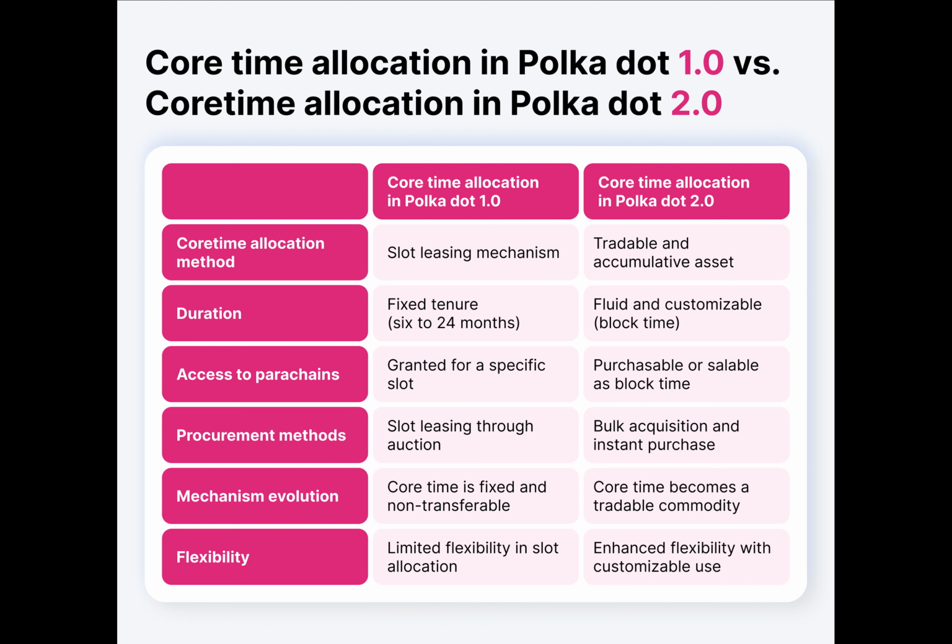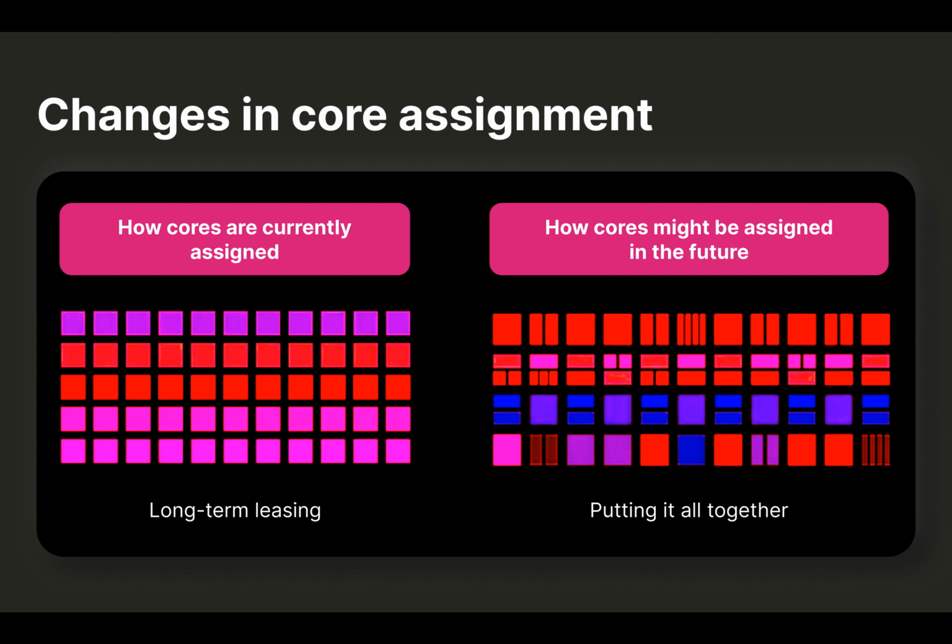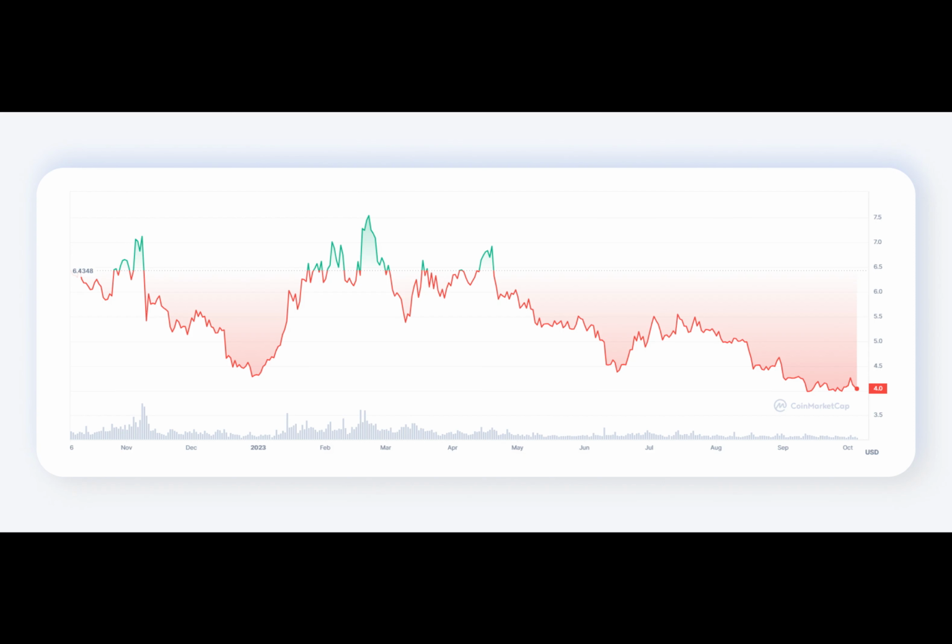Polkadot 2.0 was first announced by Wood in June 2023 during the Polkadot Decoded event held in Copenhagen. He unveiled a new vision for the network, highlighting its ability to allocate block space more flexibly and cater to the needs of developers and businesses even better.